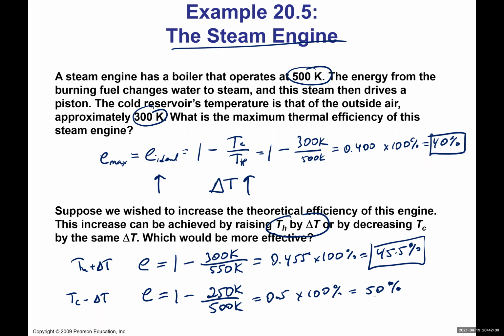Okay. Now, what we have here is we get higher efficiency when you decrease the temperature of your low reservoir by 50 Kelvin than when increasing your high reservoir by 50 Kelvin. So generally, as you can see, we get more efficiency by decreasing the lower temperature, but it is more feasible for engineers to make efficiency better by increasing the hotter temperature. It's actually more feasible to do that than to lower the cooler temperature.